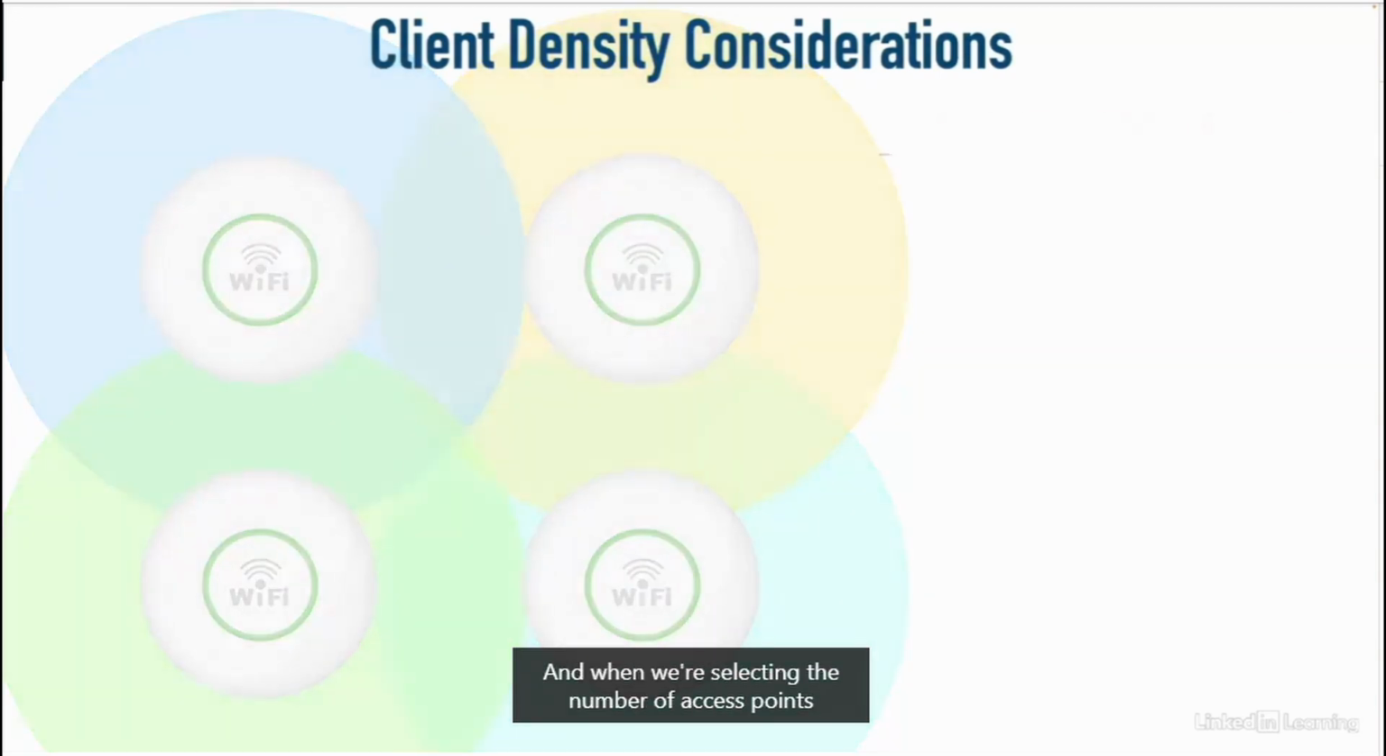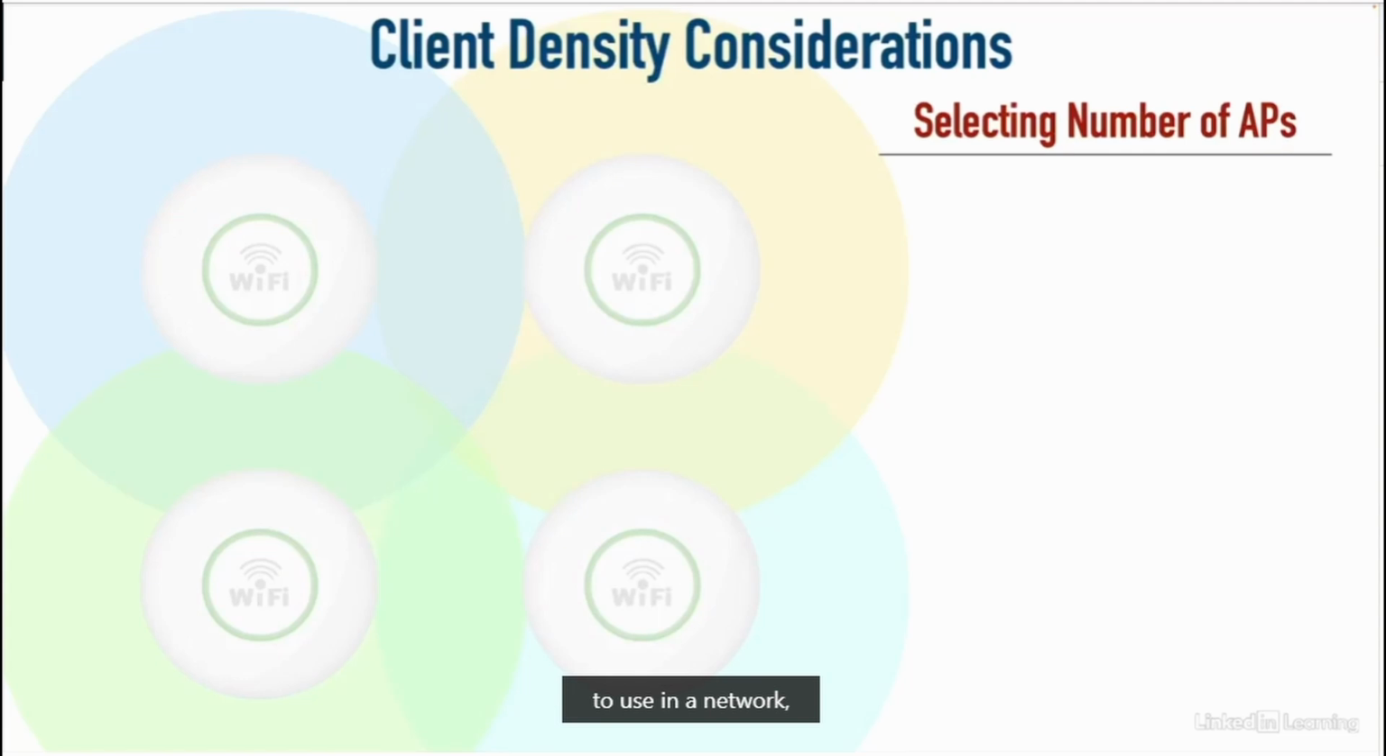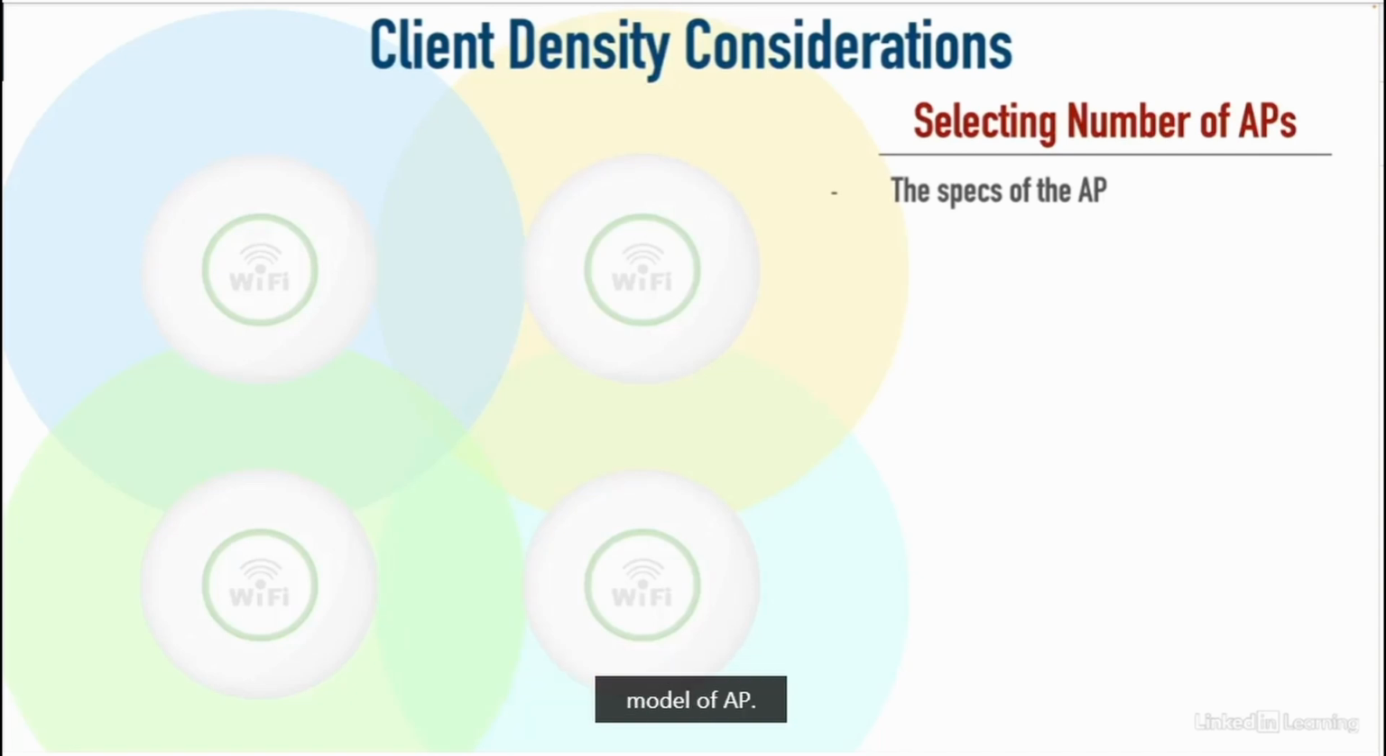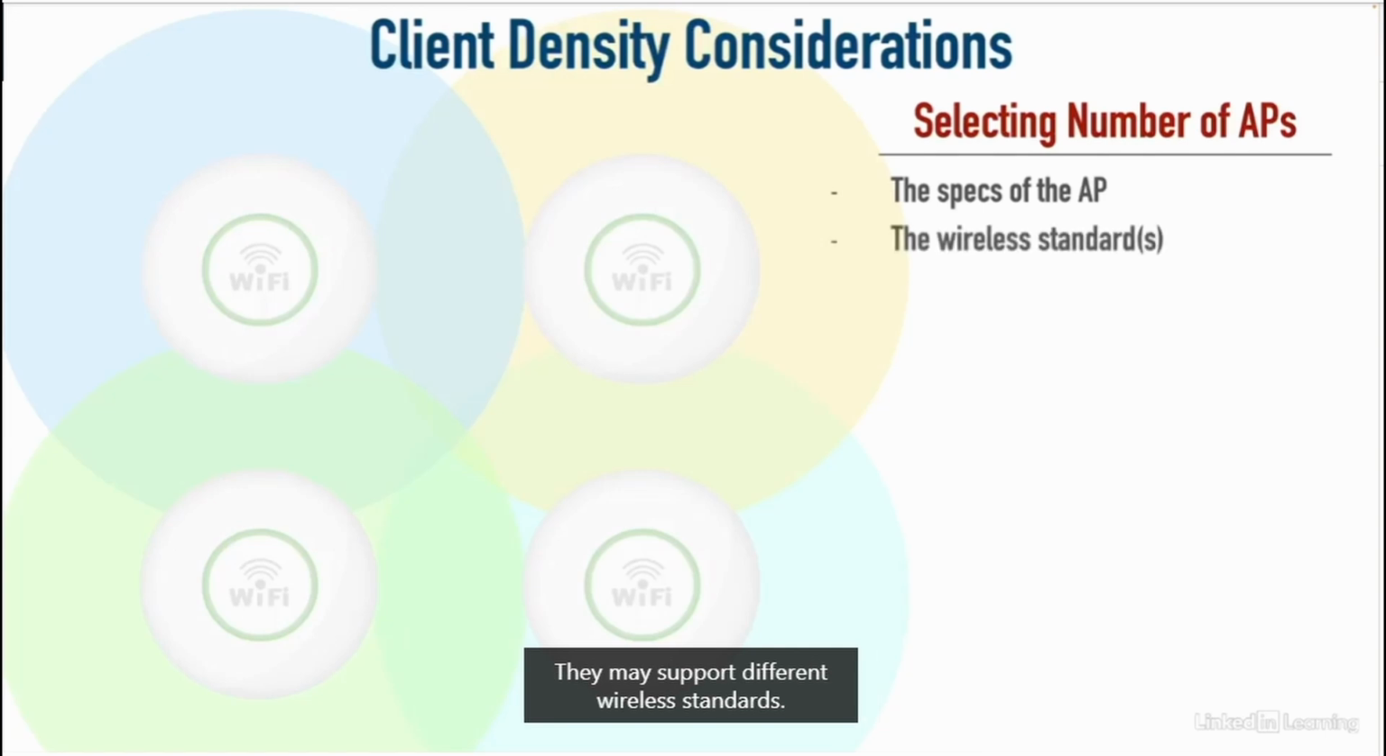And when we're selecting the number of access points to use in a network, we need to consider the specifications of the AP we're selecting. Things are going to vary widely depending on the specific model of AP. One AP may have more radios than another AP. They may support different wireless standards. For example, we can have more non-overlapping channels using the 6 gigahertz band offered by Wi-Fi 6E as compared to Wi-Fi 6. Of course, that's assuming our clients can support Wi-Fi 6E.